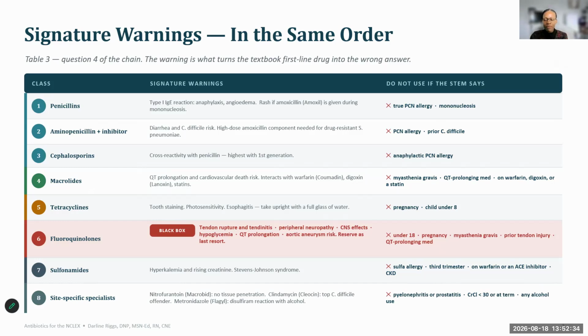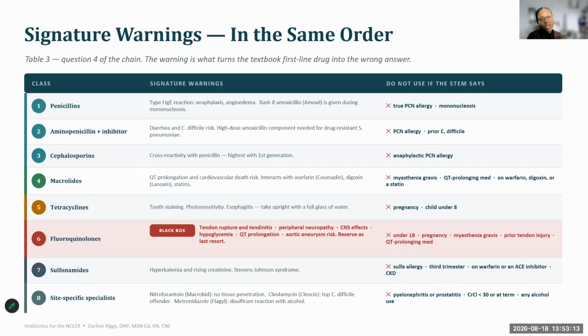Fluoroquinolones, number 6. Black box warning. History of tendon rupture, tendonitis, no fluoroquinolones. Peripheral neuropathy, no fluoroquinolone. Central nervous system effect, hypoglycemia, QT prolongation, again, aortic aneurysm. Okay, so these we would only use fluoroquinolone, like I mentioned earlier, right, if the pros outweigh the cons. And we would have to weigh that to see, right? Because, ooh, tendon rupture is not a fun thing, right?